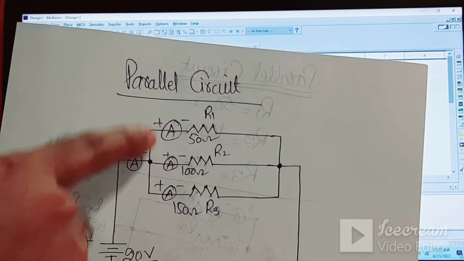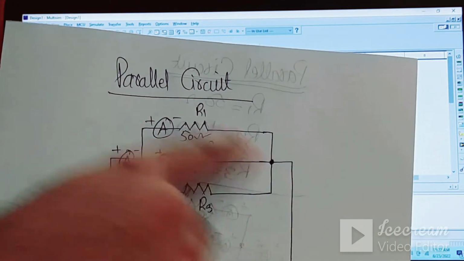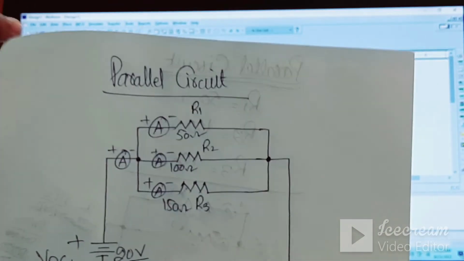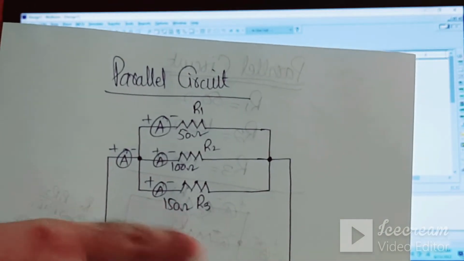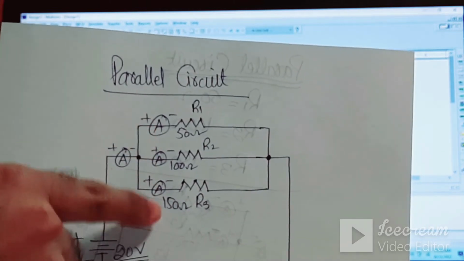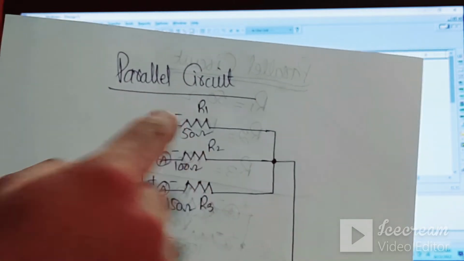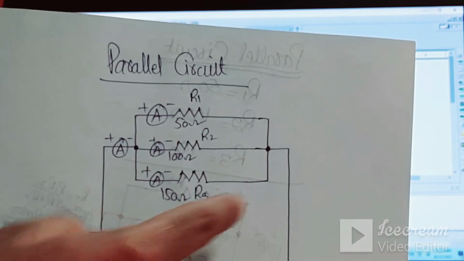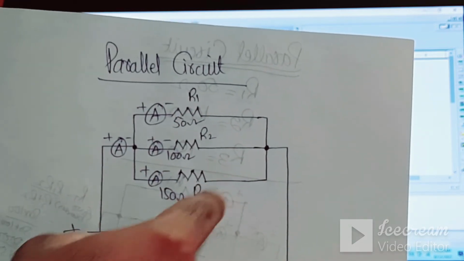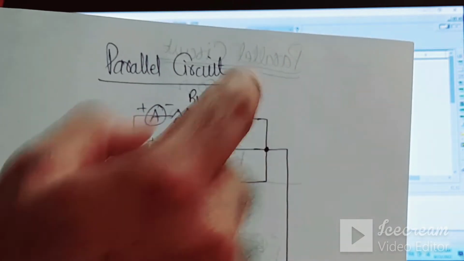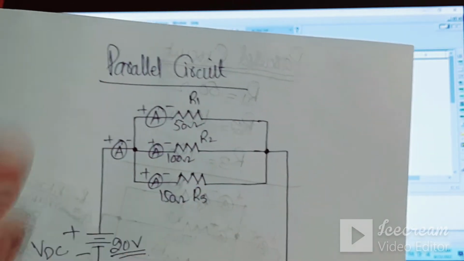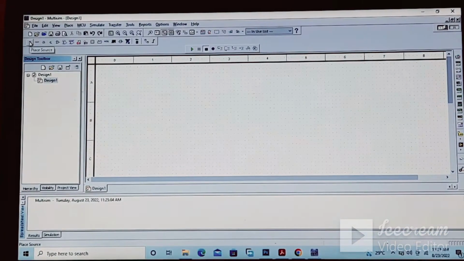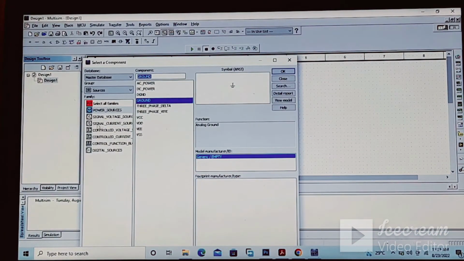So let us do this simulation and draw this diagram on the Multisim software to observe the result of the voltage and the current. In the parallel circuit, if we place the voltmeter over here, or here, the voltage is the same, but the current is divided according to the number of paths. Okay.